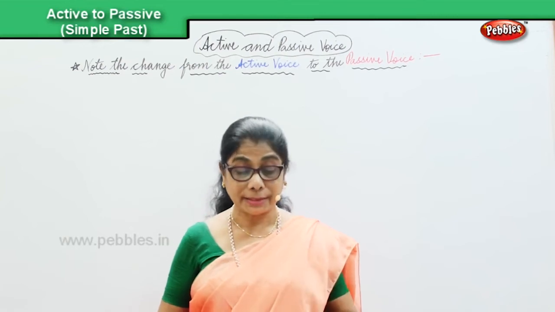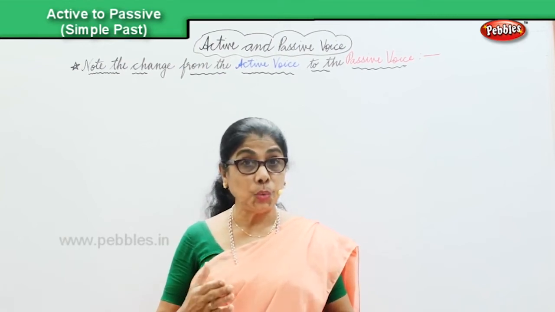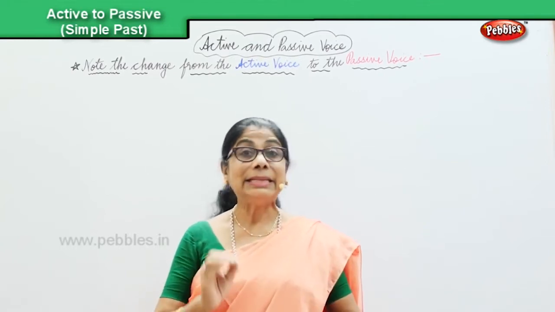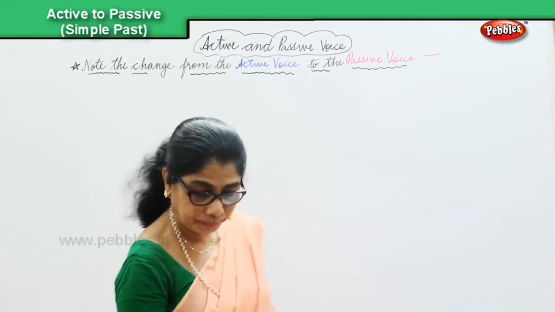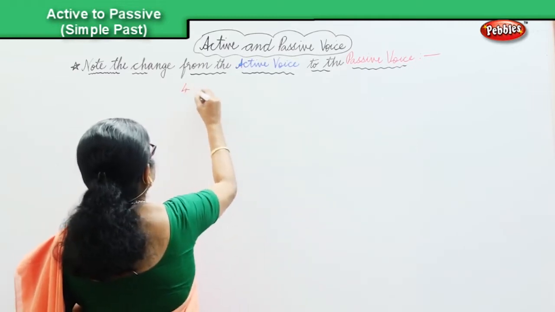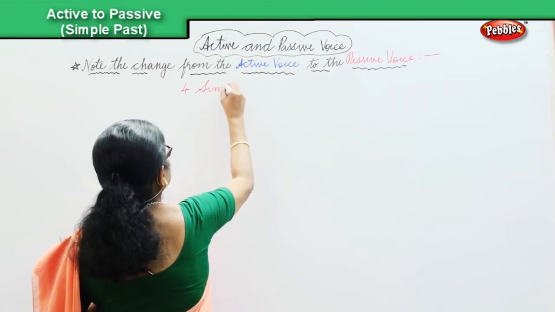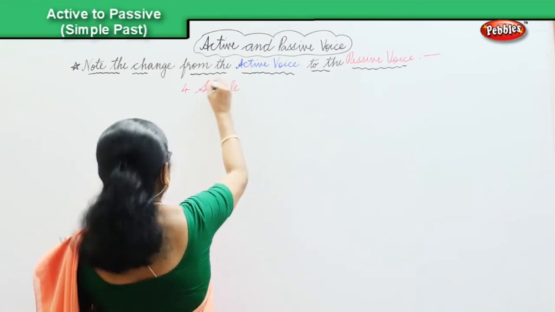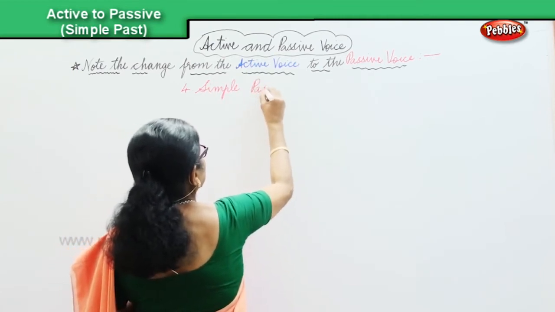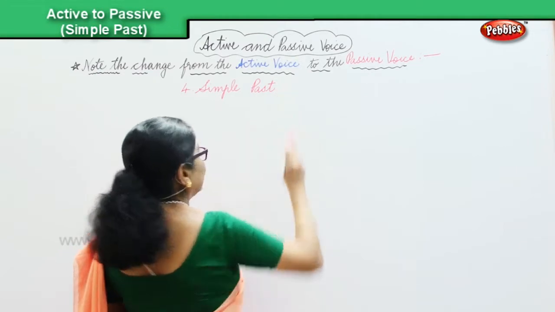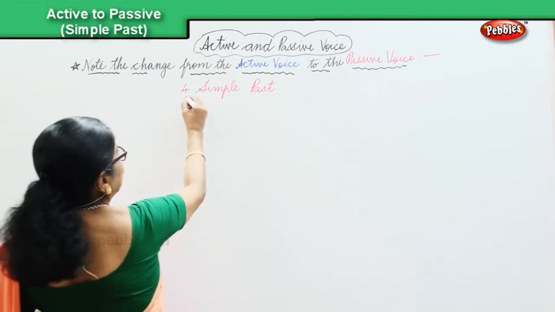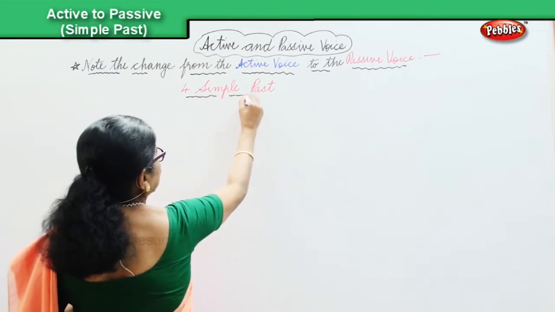Let us look at the changeover from the active into the passive voice in simple past. And that's the fourth type we are doing. Simple past. We are going to do the active changeover into the passive voice.